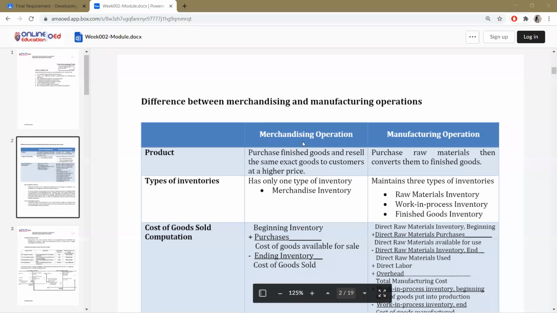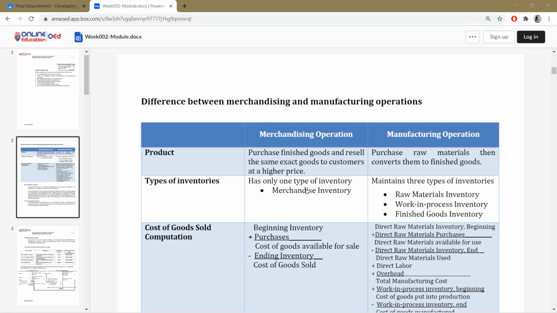In a merchandising operation, of course, there is only one type of inventory, which is what we call the merchandise inventory. It is the actual, original form that we have purchased from the supplier, and which we are also selling to our customers.